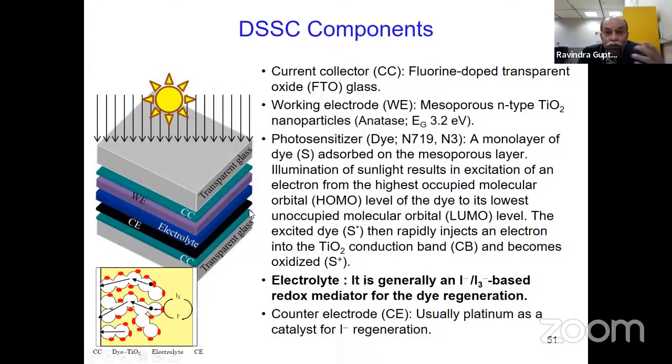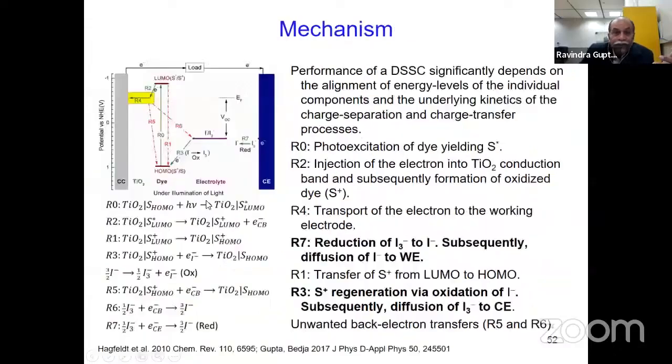So naturally, we need a dye. So the dye's function is to get excited from the HOMO to LUMO, give the electron to the current collector, that passes through the current collector at the bottom side. Then here we have the triiodide. That triiodide collects the electron and gets reduced into iodide. So this is the basic thing, and this is the mechanism as I told you earlier.